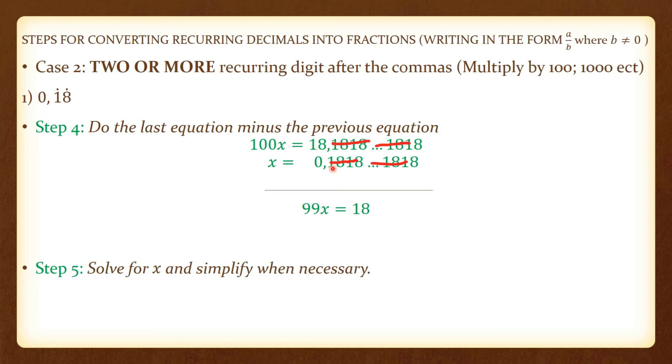Step 5, solve for x and simplify when necessary. We have 99x here, but we don't need 99x, we only need 1x. What we do, we divide both sides by 99. So that makes 99x equal to 18, we divide by 99, and we divide also by 99 on the other side, because whatever you do on the left-hand side must be done also on the right-hand side to balance out your equation. Then we simplify 18 over 99, we can simplify by 9. 18 by 9 is 2, 99 by 9 is 11.